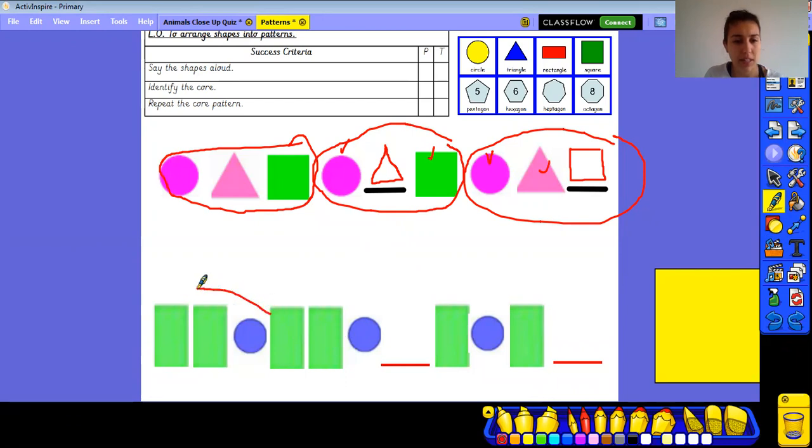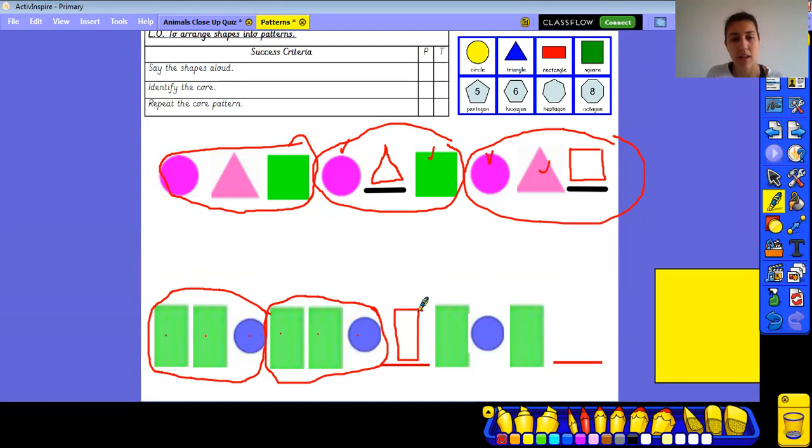So let's include this circle and see if that gets repeated. Rectangle, rectangle, circle. Rectangle, rectangle, circle. Did that get repeated? Yes, it did. So that means my core is correct because it's repeated itself. Now I'm on to my next core, which starts with a rectangle, so I'm going to draw another rectangle in here. We've got rectangle, rectangle, circle. That's right, so let's group that together as well.